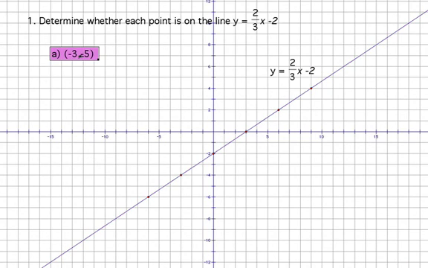Let's go back to the question. We want to know if this point -3, -5 is on the line. So we'll plot that point, and we'll go over to -3 and down to -5, and there's our point, and you'll note that it lies just below the line. And there's our coordinates, -3, -5. So graphically you can see that the point -3, -5 does not lie on the line y equals 2/3 x minus 2.